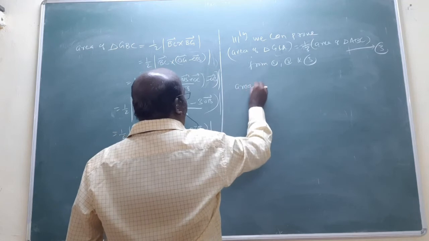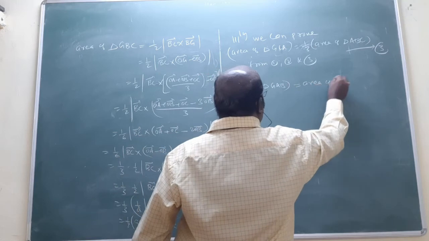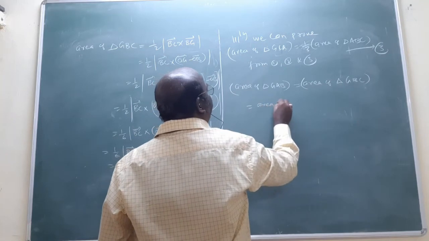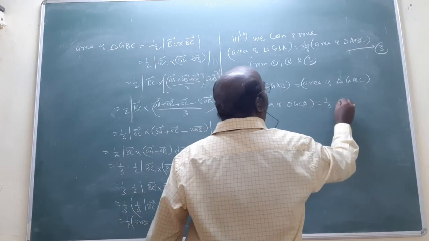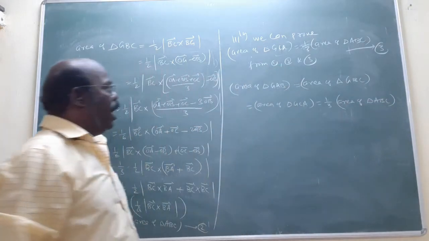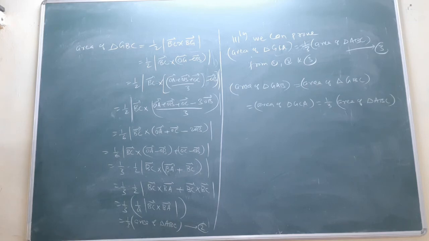Therefore, area of triangle GAB equals area of triangle GBC equals area of triangle GCA equals 1 by 3 of area of triangle ABC. In this way, you want to put. For centroid, you must know the formula for the centroid of a triangle: OA plus OB plus OC by 3. After simplifying with the LCM, you prove 1 by 3 into the area of the triangle. That is the answer. That's all.